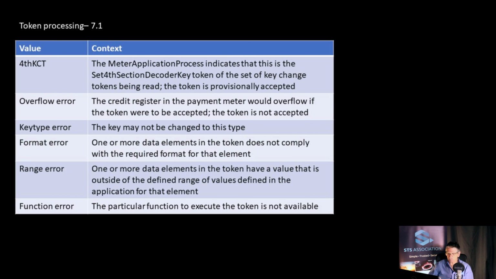A format error: one or more of the data elements in the token doesn't comply with the required format for that element, then a format error will result. A range error: if one or more of the data elements have a value that is outside the defined range of values defined in the application for that element. Okay, and then obviously a function error. A particular function to execute a token is not available. For example, you trying to put a water credit token into an electricity meter, that would result in a function error.